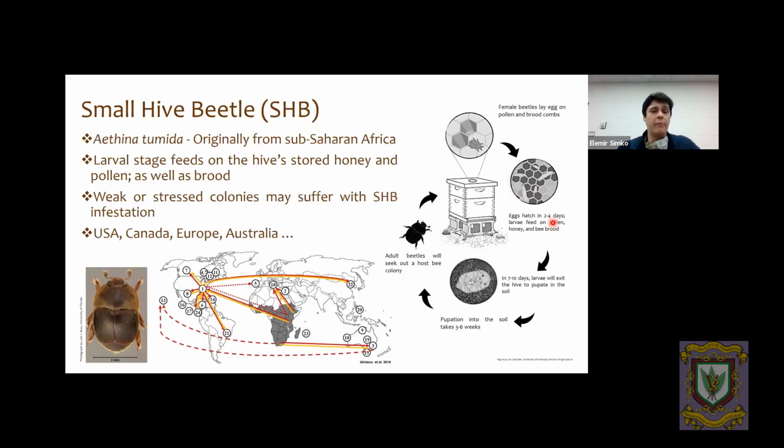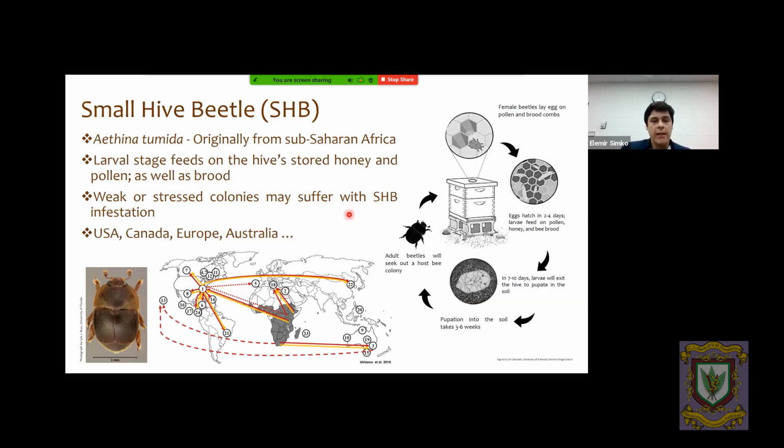I'll start with the small hive beetle. We are talking here about Aethina tumida. This is the scientific name of this beetle. It's an insect originally from sub-Saharan Africa, the region highlighted here in dark gray. This is a pest of honeybees because its larval stage can feed on the stored honey, pollen, and also brood. It usually affects only stressed or depopulated colonies.